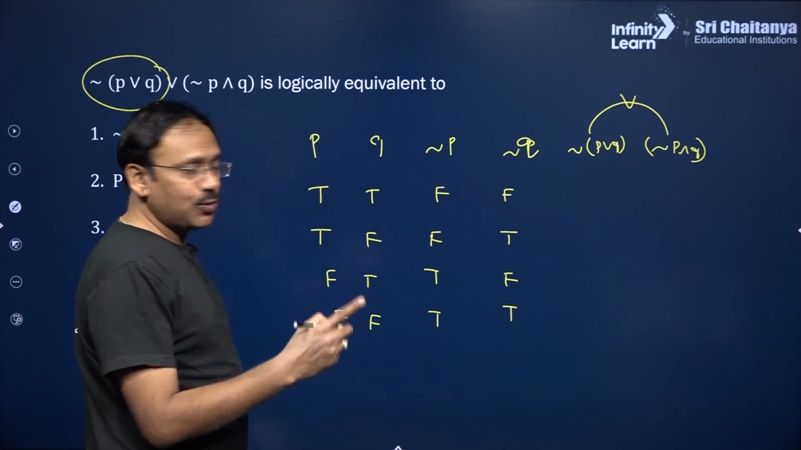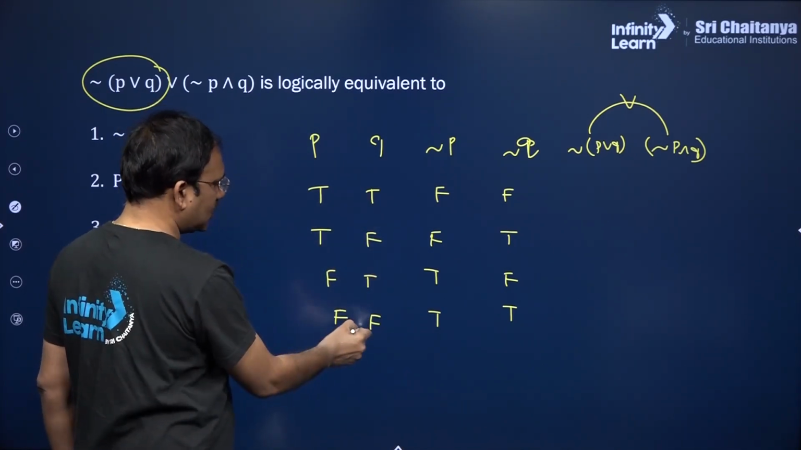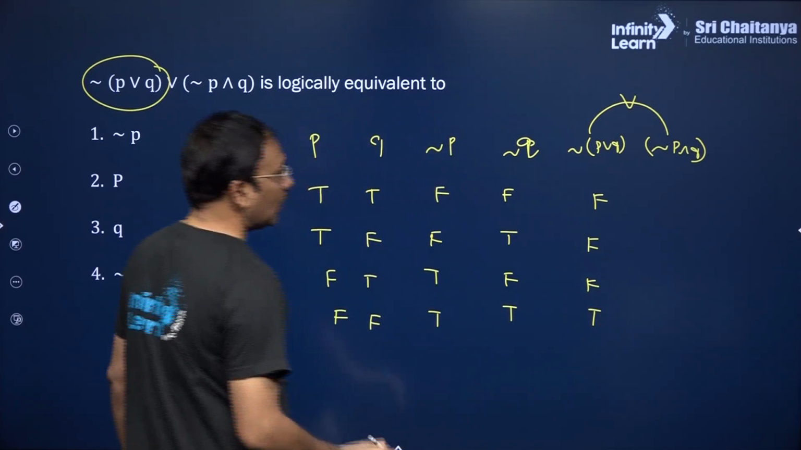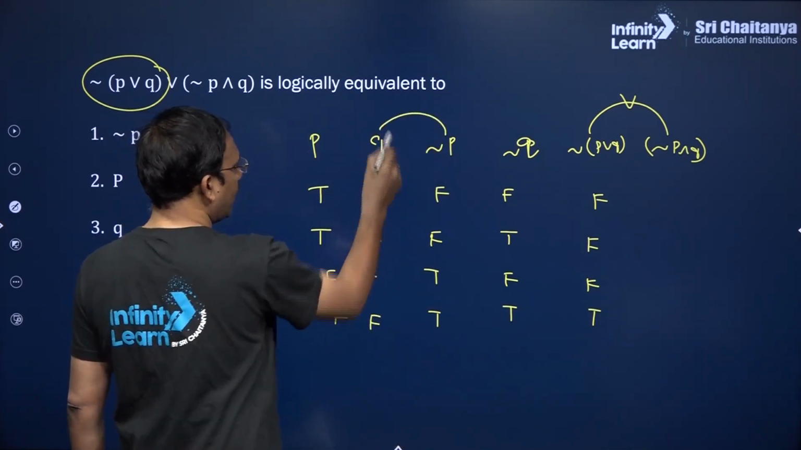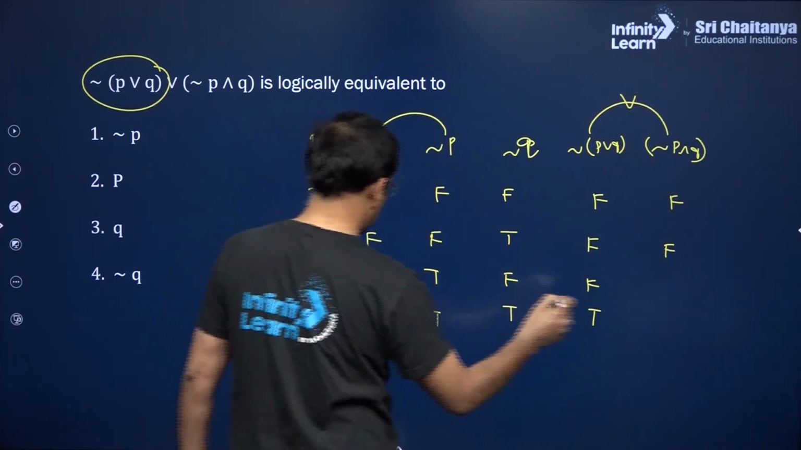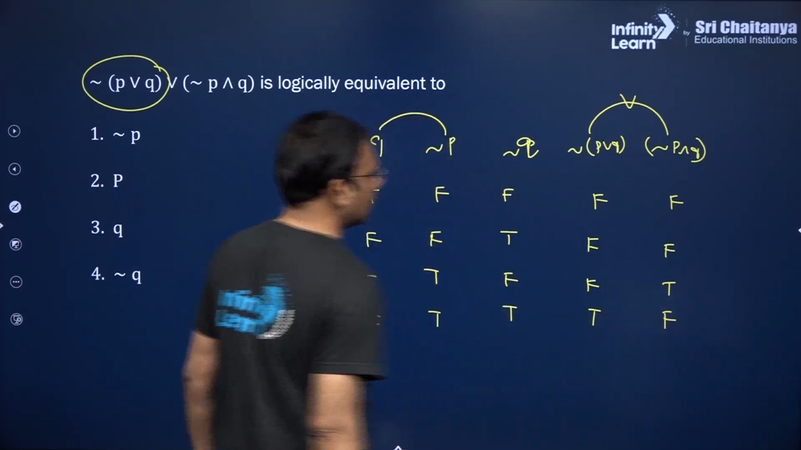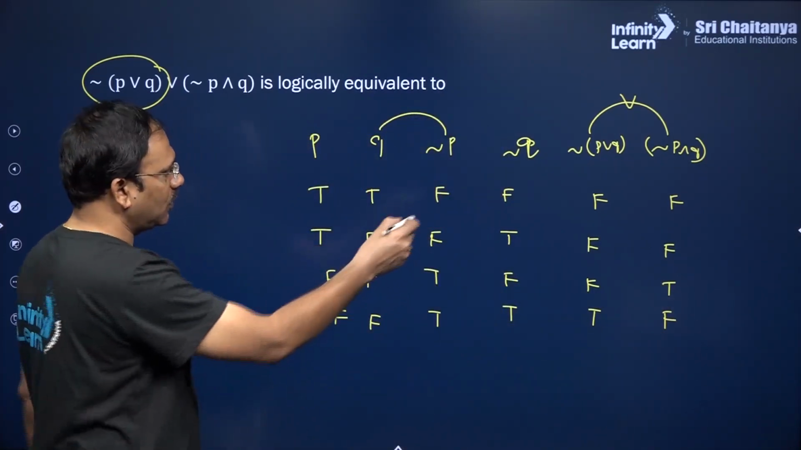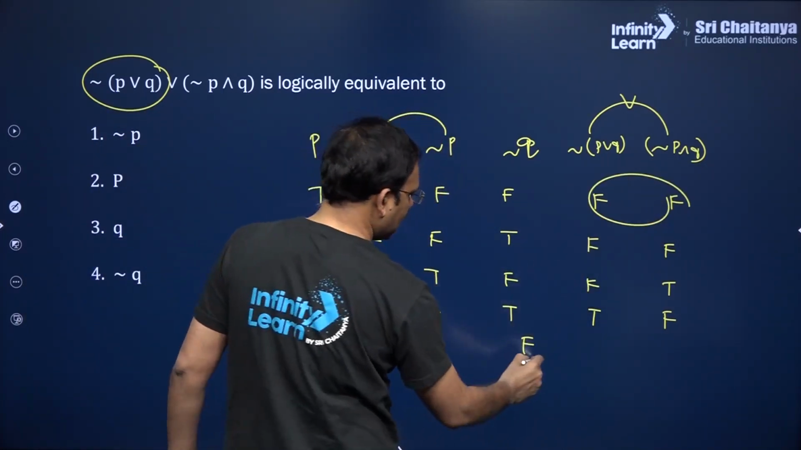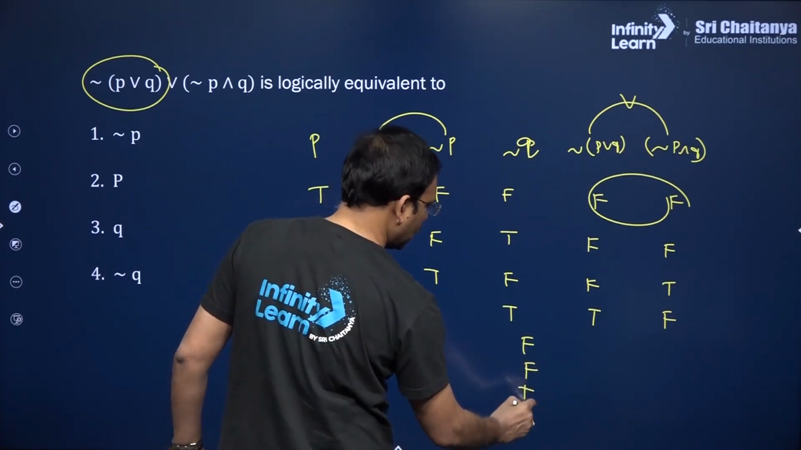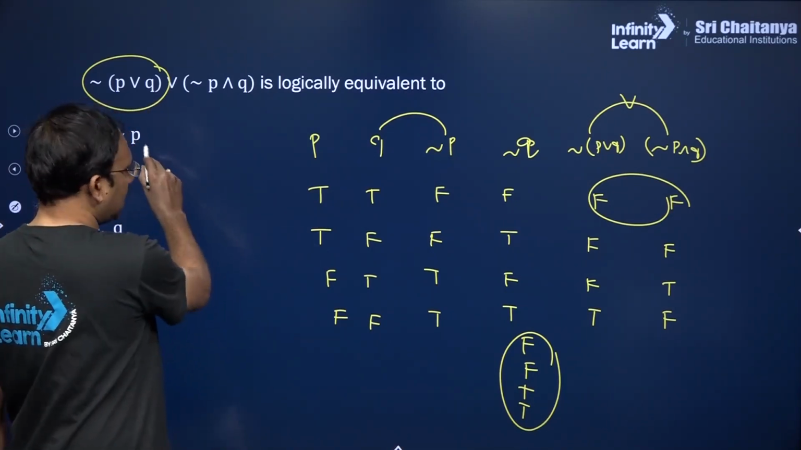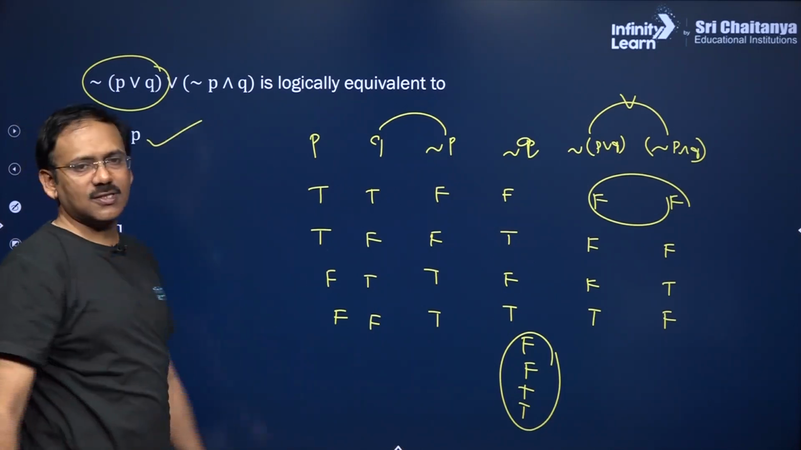Now P or Q, you know well, is true in 3 cases and false in this case. Its negation is false, false, false, true. Now negation P and negation Q, you can say this is false, and this is true, this is also false because it is AND. Now if you apply OR in these two, this is false, my dear friends, false, next false, next true. False, false, true, true. I can say, my dear friends, is it negation P? False, false, true, true. Perfect. The first option is the right answer.